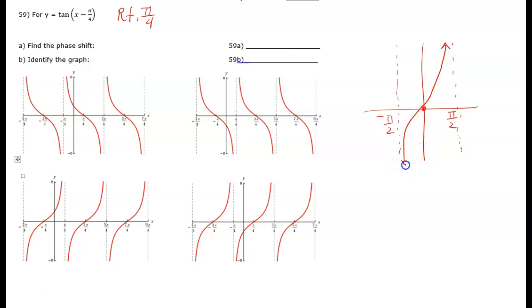So if I'm going to move it right pi over 4, then I'm just basically going to shift this point here, my intercept, and then I'm going to shift each of the asymptotes as well. So my asymptotes would be at negative pi over 4 and positive 3 pi over 4 once I've done this shifting. So everything shifts, the asymptotes shift, the intercept shifts, and we have a graph that looks something like this. So when we look at that, this is going to be our correct answer here.